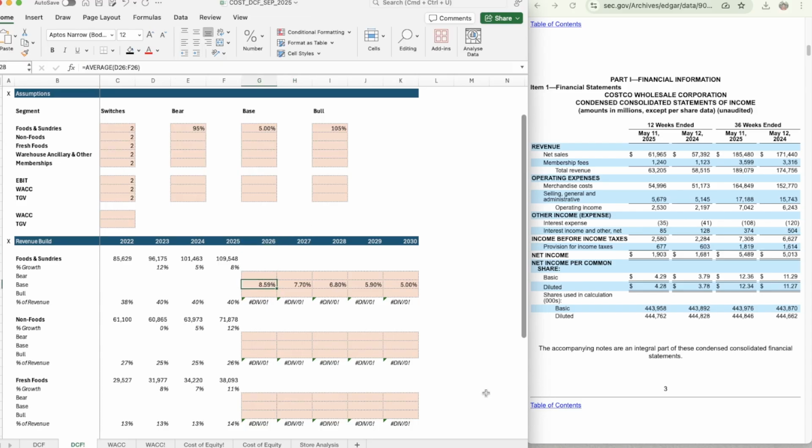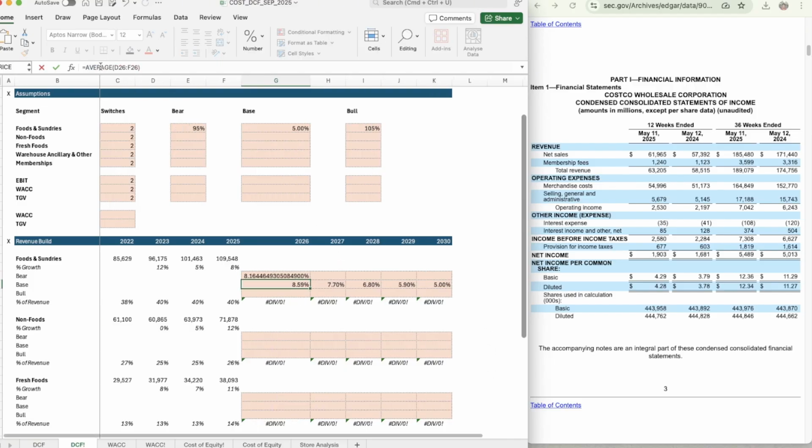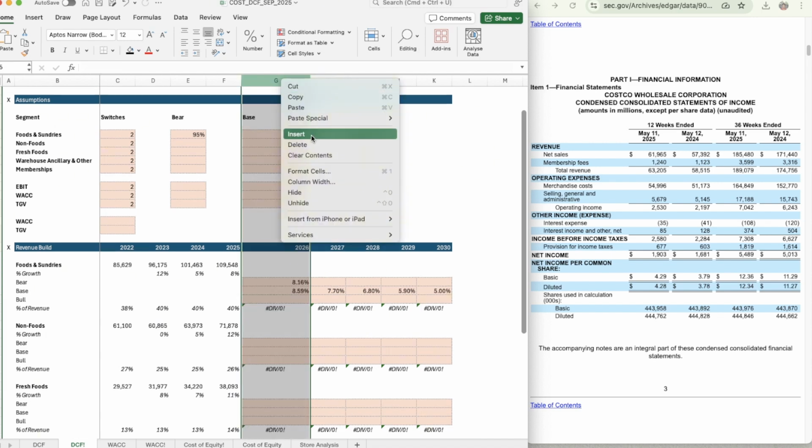So we go into the one above, so this is for the bear, we go equals the base multiplied by, in this case, E10, which is the 95%. Stop changing the column width.